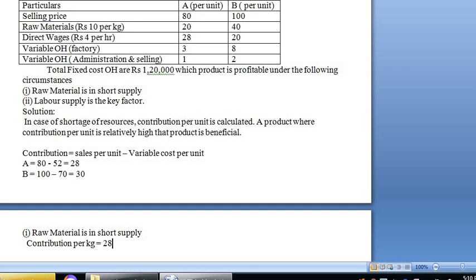28, divided by, now just check, it is shortage by how many kgs. Raw material is 40 per kg, and 10 per kg, so 20 divided by 10, that is 2 kg. So that will be equal to 14. Now this is for A.